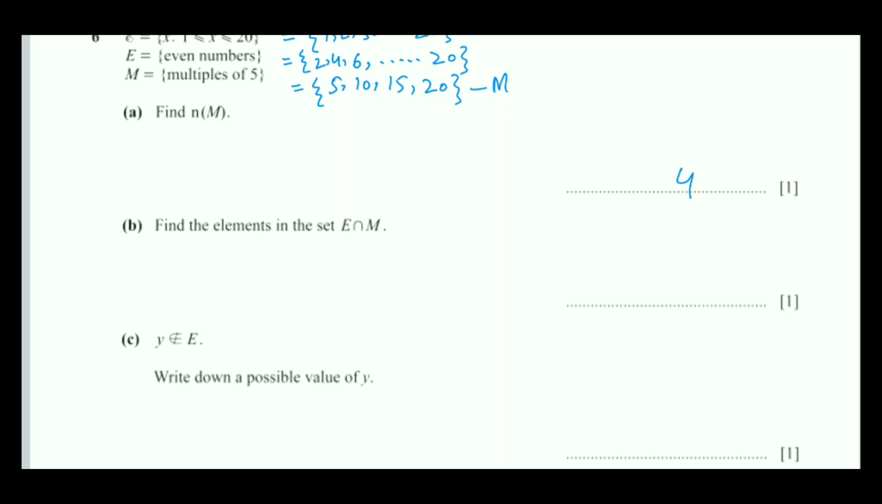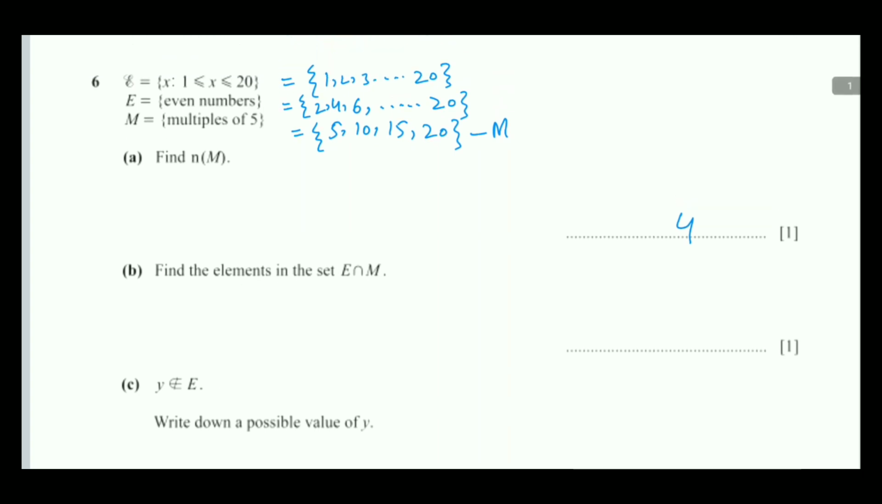Part B, find the elements in the set E intersection M. Now look at this, they are asking to find the elements. One thing is to find the number of anything, like n, and the other thing is to write the elements. In elements you have to write the whole set. So just remember the difference between n and elements of any set.